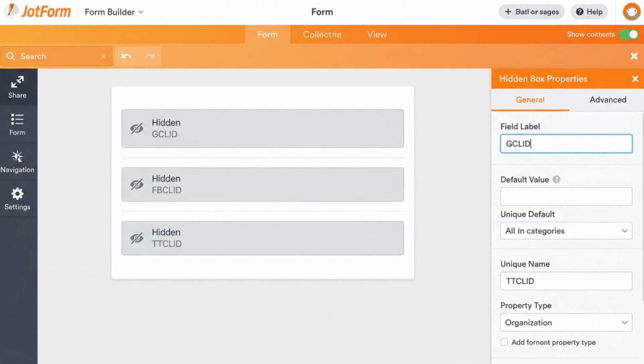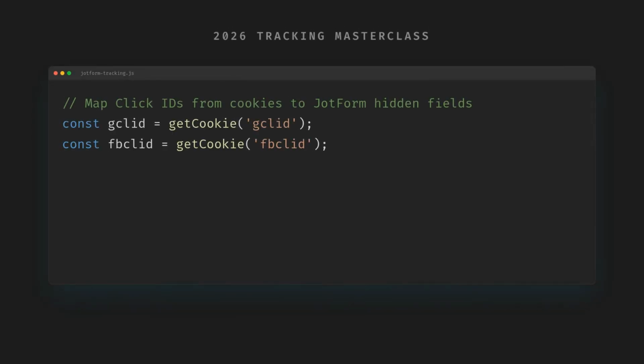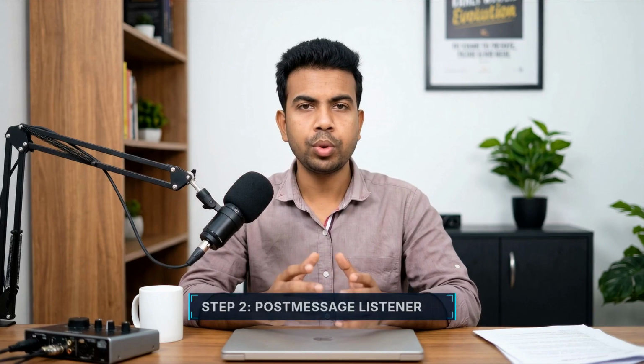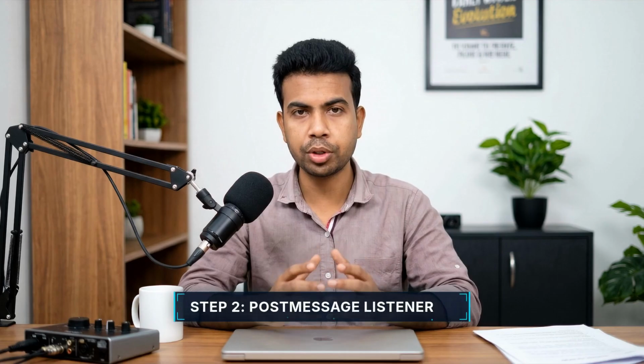Now add 3 hidden fields to your JotForm: GCLID, FBCLID and TTCLID. Name them exactly as specified. Use GTM to auto-populate these hidden fields with the cookie variable values when the form loads using a custom HTML tag.